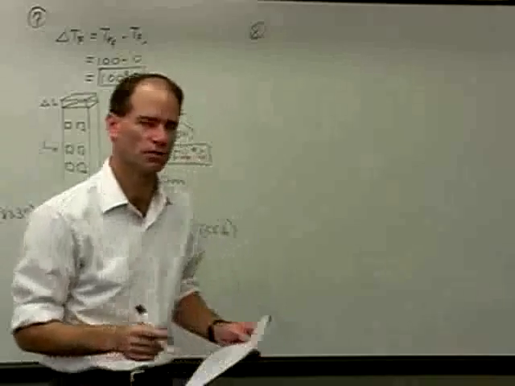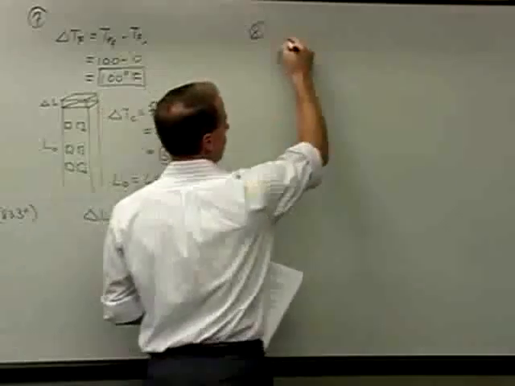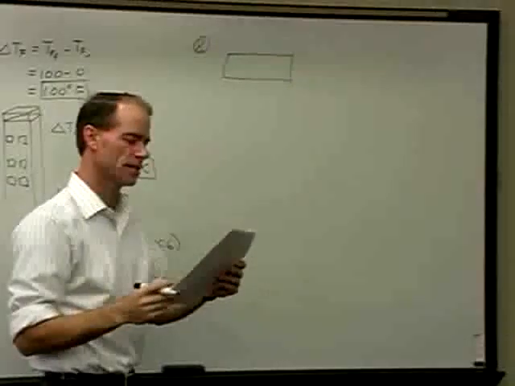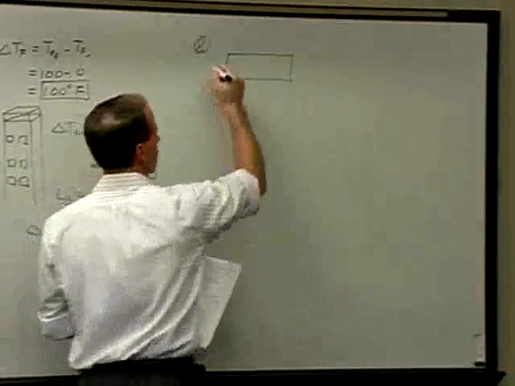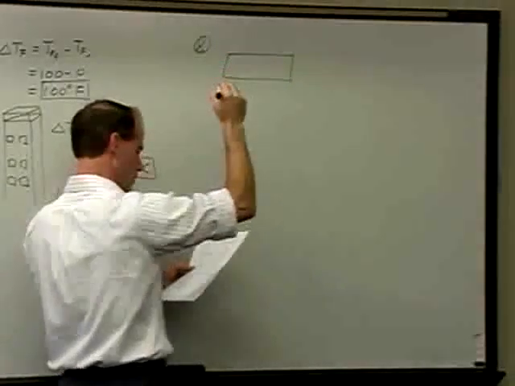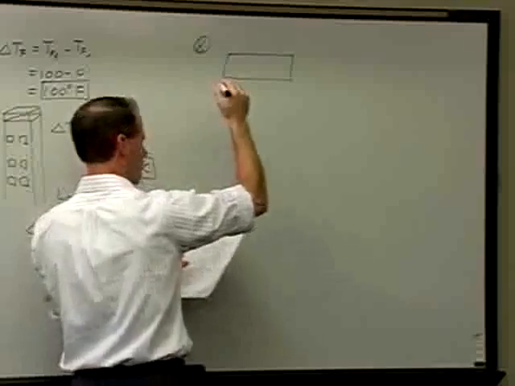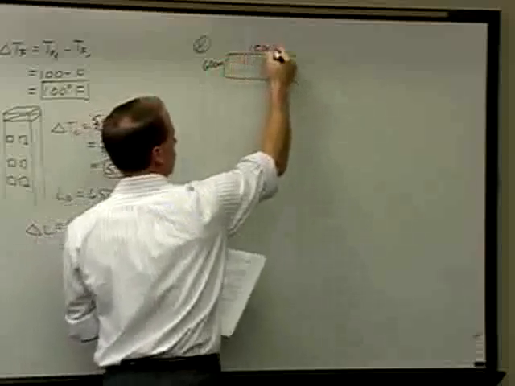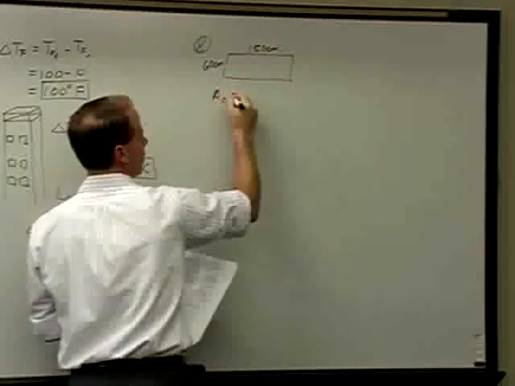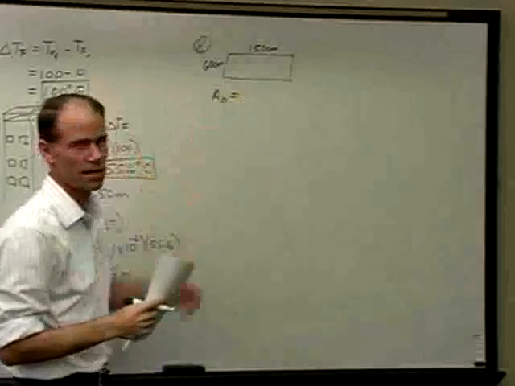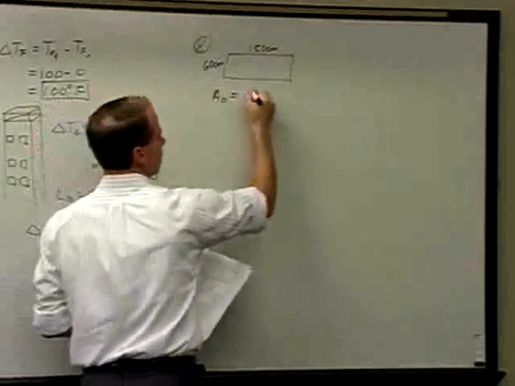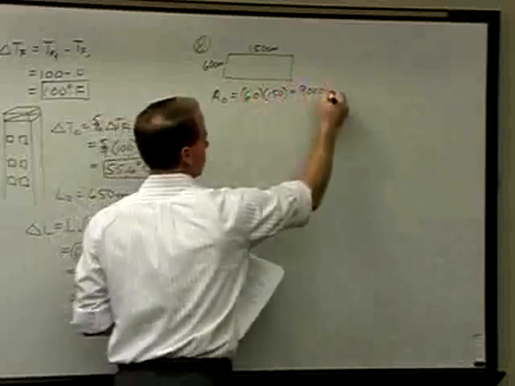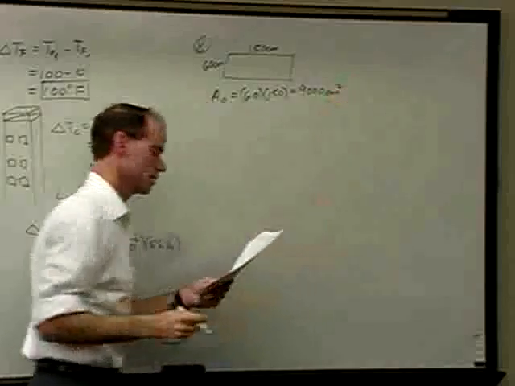Well, let's look at this windshield for a moment. We have two dimensions. We have 60 centimeters by 150 centimeters. Let's leave it in centimeters. So our original area is going to be the area of this rectangle, which would be 60 times 150, or 9,000 square centimeters.